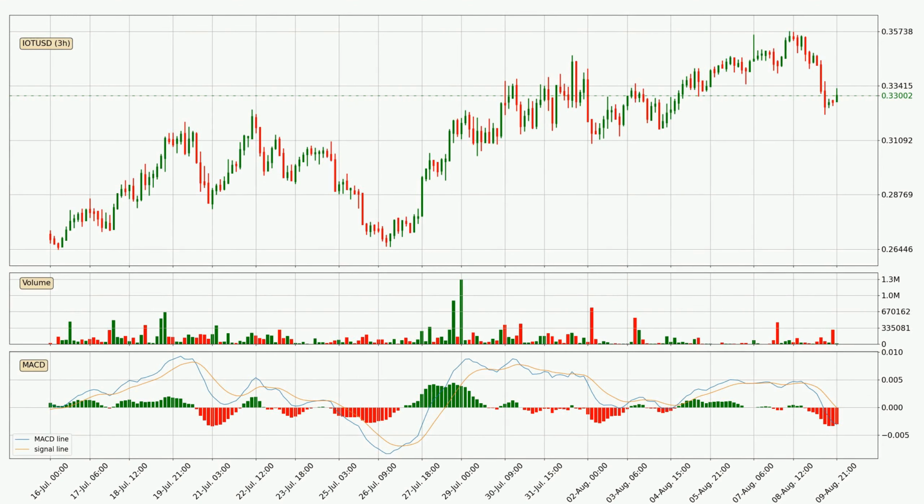Jumping to the 3-hourly MACD, the trend is currently going down because the MACD line is below the signal line. The momentum is currently indecisive, according to the MACD histogram. This means you should wait and see if the MACD line will cross the signal line, which will be bullish, due to the expected shifting momentum.